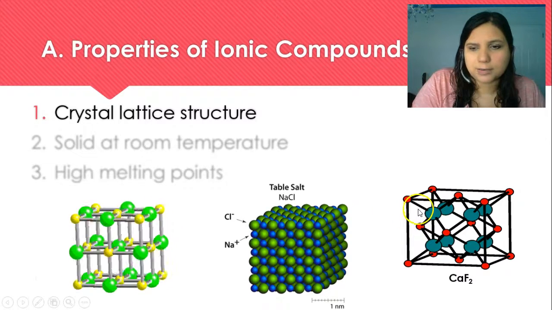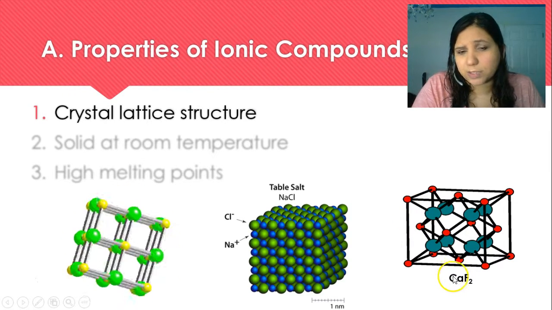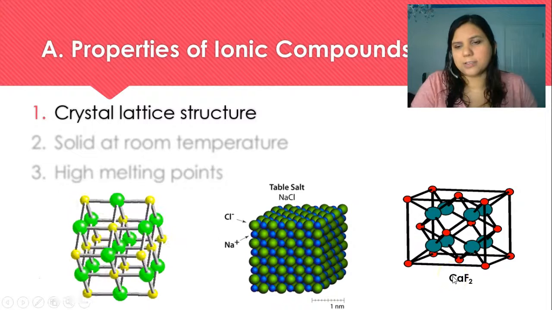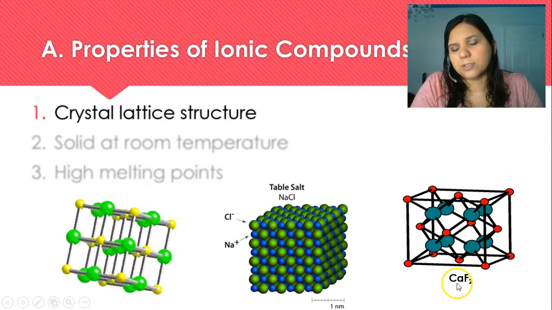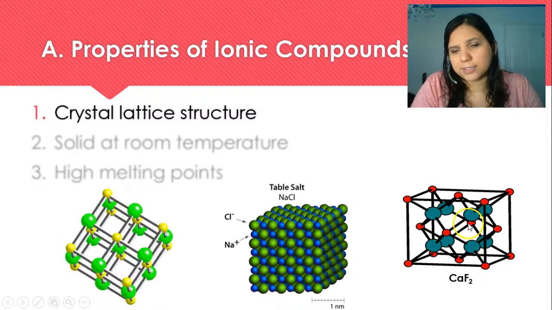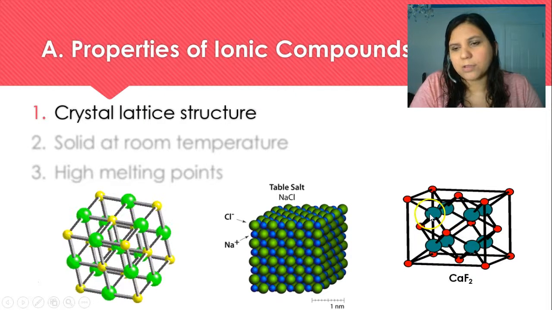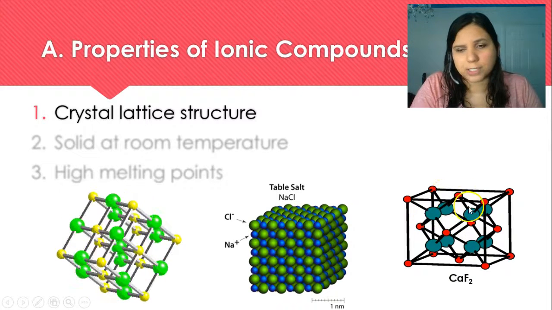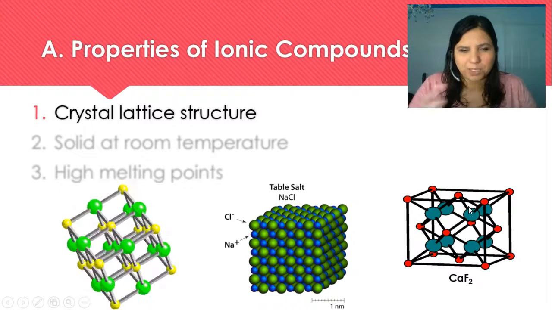Now over here, we have something where the formula unit isn't just 1-to-1. We have calcium fluoride. And so what you see in this formula is that for every one calcium, you have 2 fluorines that are attracted to it. And then it repeats.